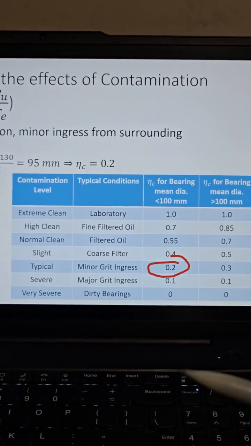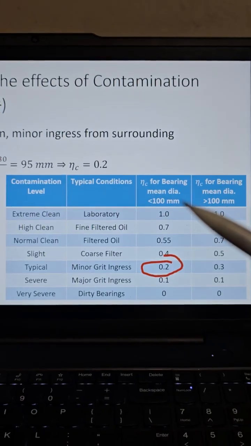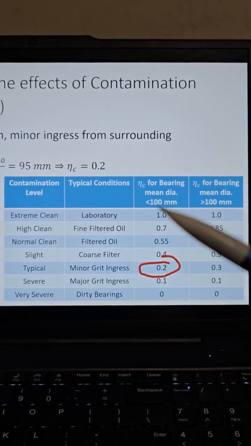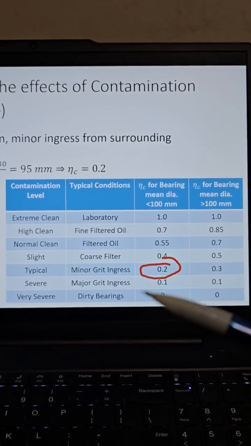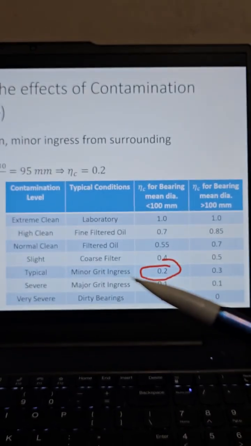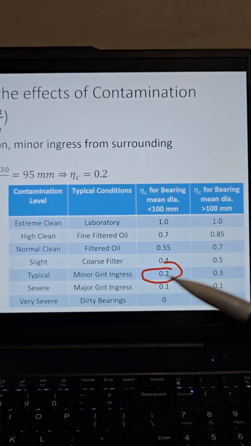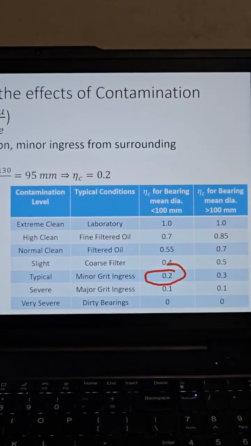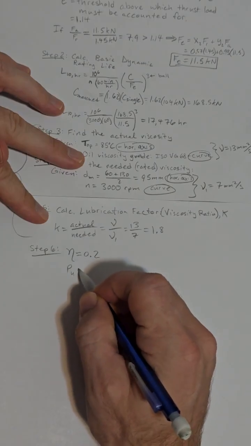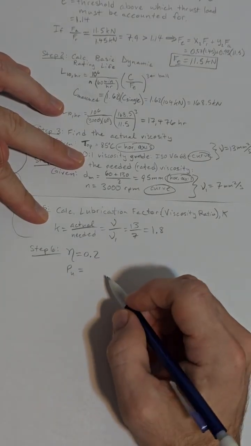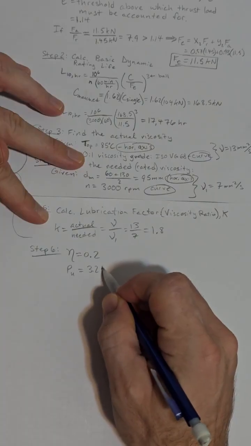So here's the table that you need to find the eta value, for bearings with a mean diameter of less than 100 millimeters. Ours was 95 millimeter mean diameter. If you have typical contamination, minor grit ingress, you get an eta sub C value of 0.2. So eta equals 0.2. We also need our fatigue load limit, which our PU was 3.2 kilonewtons.